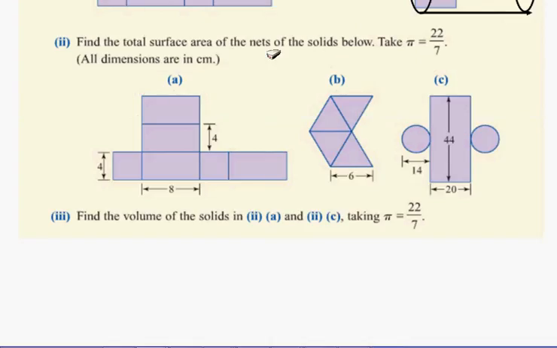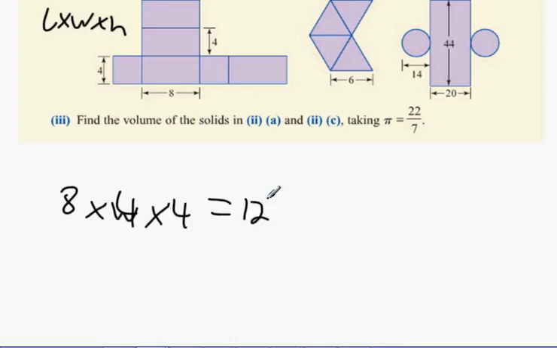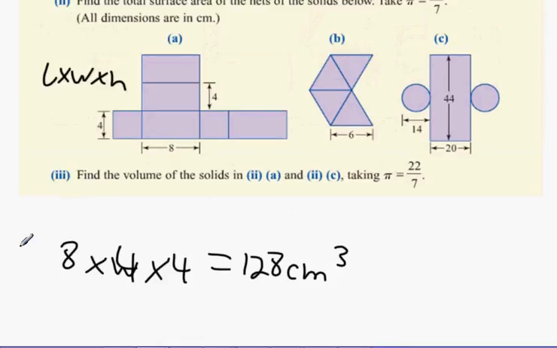All right. Next one is we're getting the volumes. Now I only have to get the volumes of A and C. I would actually need a specialised formula for B, which isn't on our course. So A is length by width by height, and as discussed earlier, it's a box. Its length is 8, its width is 4, and its height is 4. So 8 by 4 by 4 is 8 by 16. 8 by 16 is 128 centimeters cubed. That's the volume of a box.